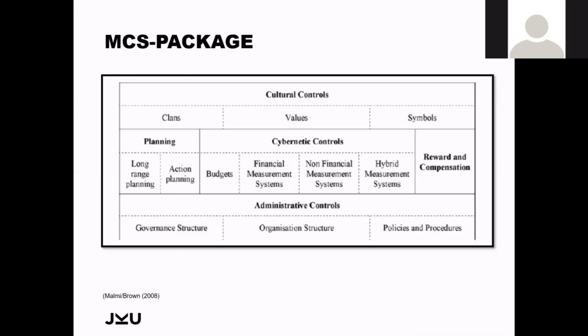Then a step down or a bit below, we have planning controls and cybernetic controls, which is close to result controls, like having a budget, financial and non-financial measurements. To the right, a reward and compensation. Also, this can be a control mechanism if we set incentives. And on the very bottom, we have administrative controls that talk about governance, corporate governance, so the organizational structure, and along the structure, all their policies and procedures. This also has a lot to do with a boundary system, for example. What are the organizational boundaries, the structures?